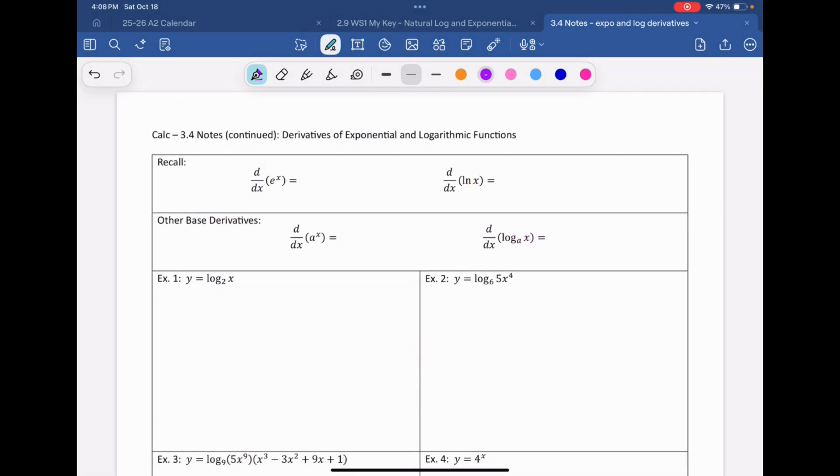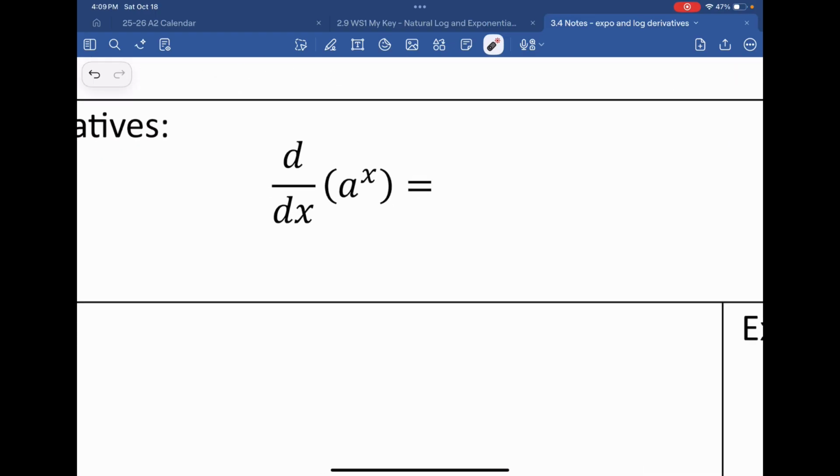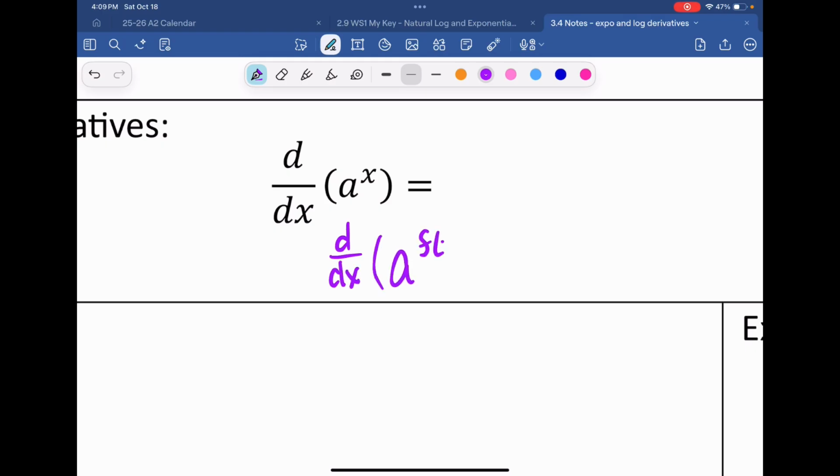All right, now I started with the derivative of e to the x and the derivative of ln of x because those are going to be more prominent in AP Calc than the other exponentials and the other logarithms. But it is still important to know what those derivatives are. So I'm going to start with the derivative of a to the x. I actually want you to consider this as the derivative of a to the f of x.